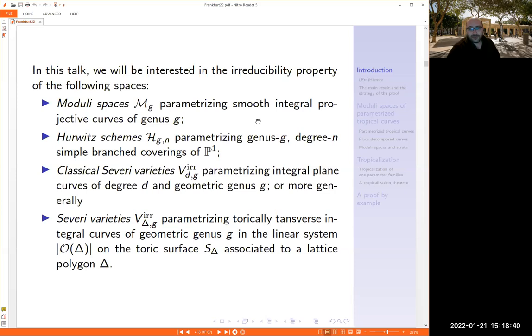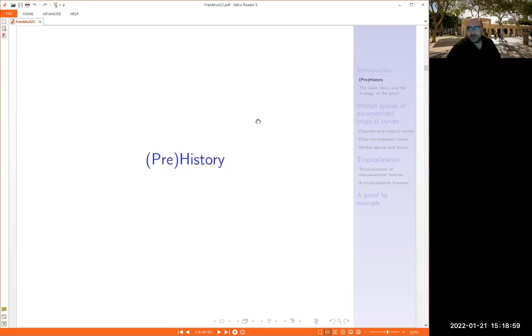Now, there is also this notion of torically transverse. This means that the curves do not pass through zero-dimensional orbits. So in a sense, they are in general position with respect to the torus action on the surface. Okay. So these are the spaces.